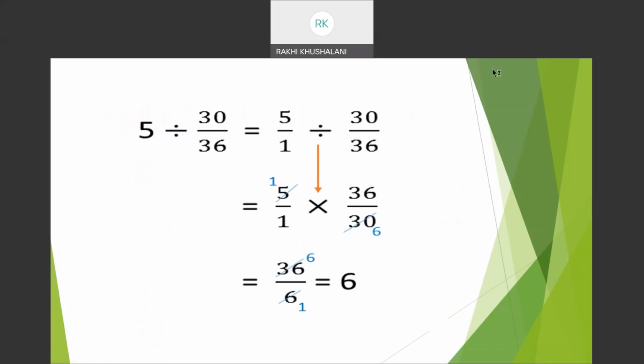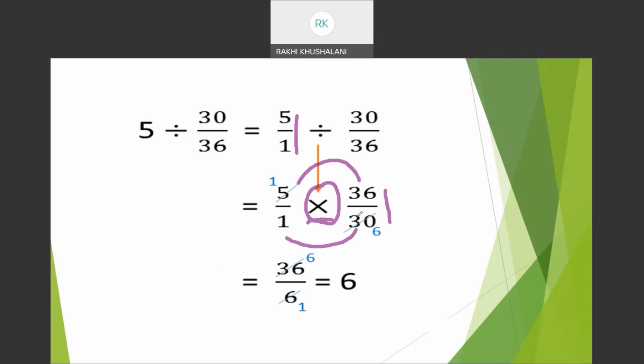The same rule follows here. Keep, change, and flip. It becomes 36 by 30. Now children, when we are in a multiplication sign, please remember either you multiply the numerator by the numerator and the denominator by denominator and then give the answer in the reduced form, or the cancellations are possible in any way.